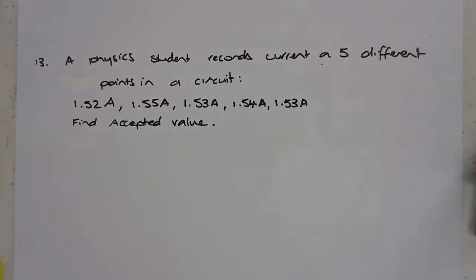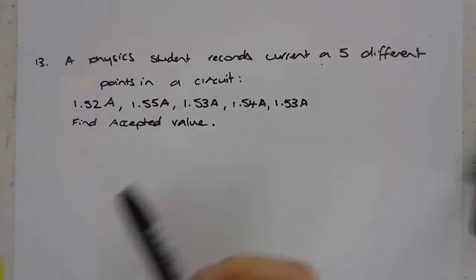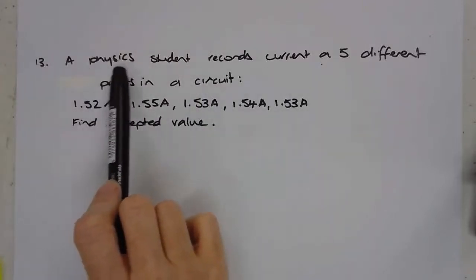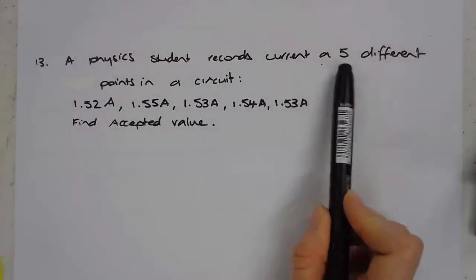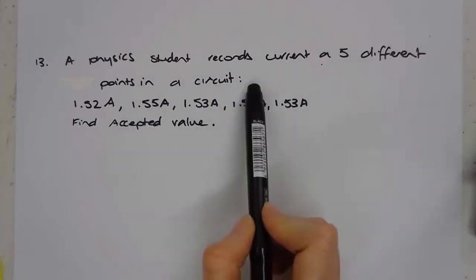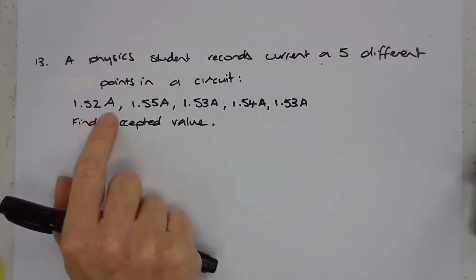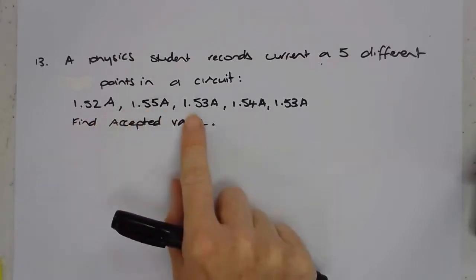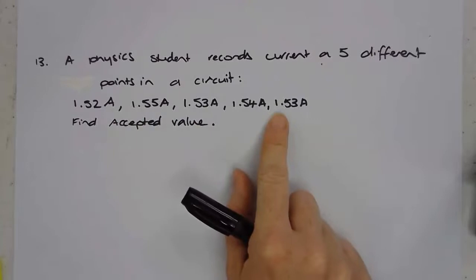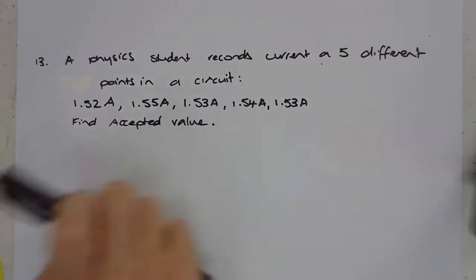Here's a practice question for you. This is question 13 from your booklet, so if you've done this already it might seem a bit familiar. I've just shortened the question slightly for your practice. The scenario is, a physics student records current at 5 different points in a circuit. The results are 0.52 A for amps, 0.55, 0.53, 0.54 and 0.53 again. The question's asking you to find the accepted value.